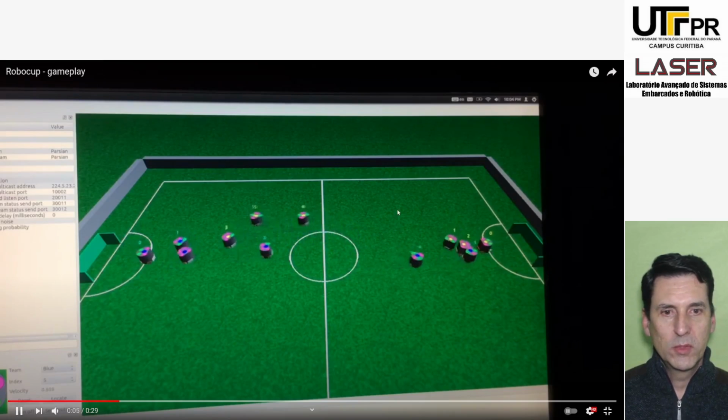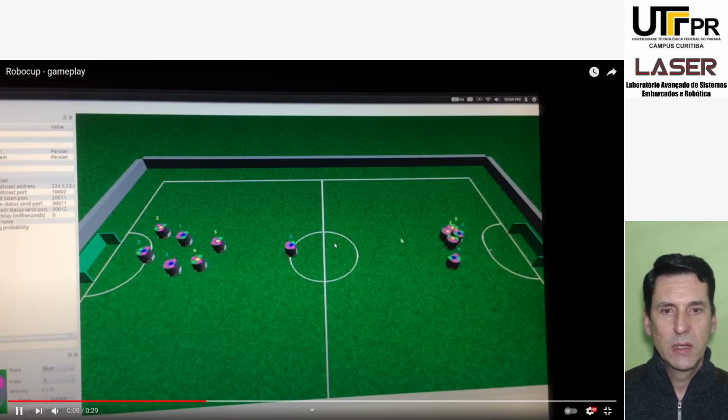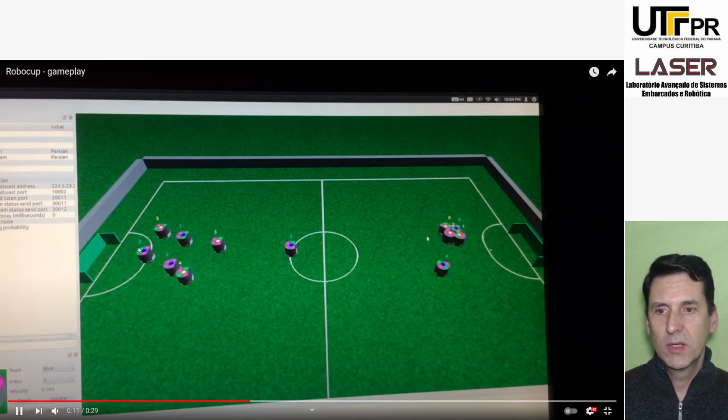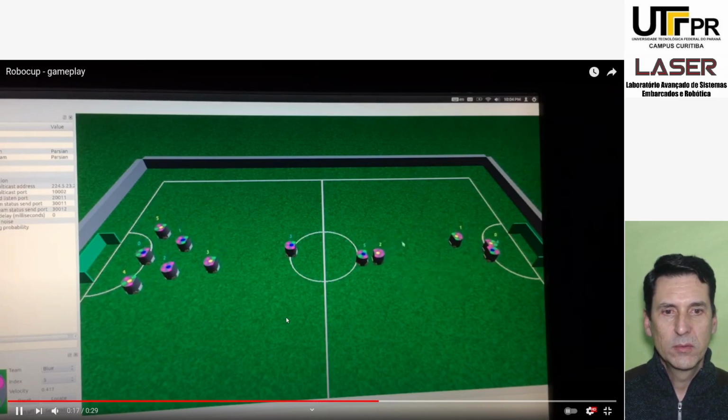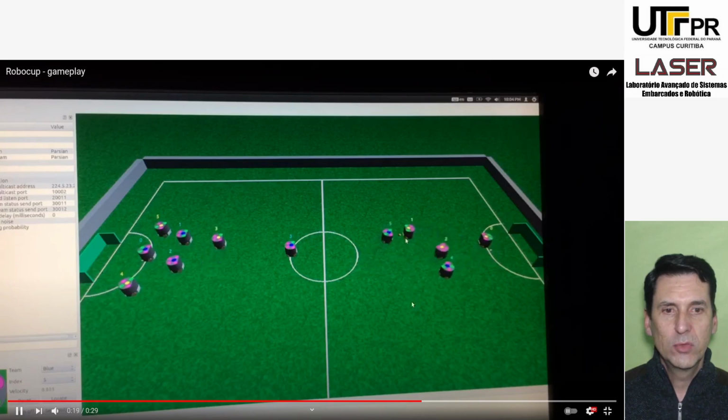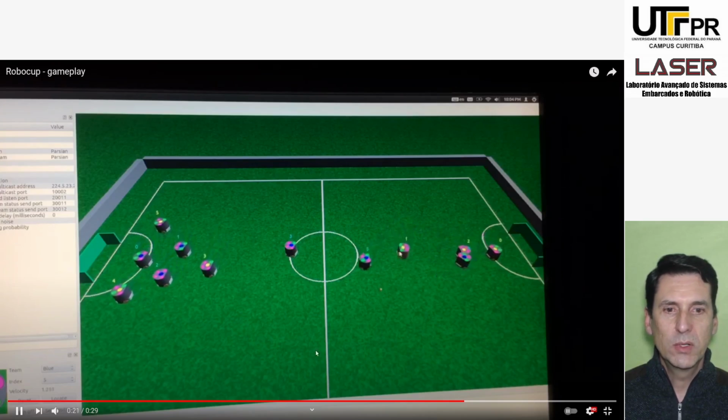So the robots control their position, whether they are attackers, goalies, or something like that. Here the 2 teams are running, each one controlling 6 robots.